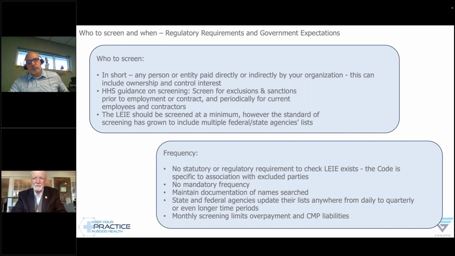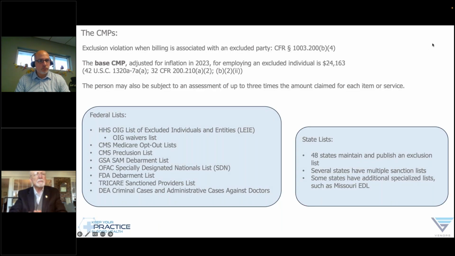However, it has grown, as you can see, to include multiple federal and state lists, in particular the GSA System for Award Management as the federal, and then all but 2 states have lists. All but, I believe, Wisconsin and I want to say Utah. And then frequency, of course, is just touched on again. So we can just skip over to the next slide real fast.